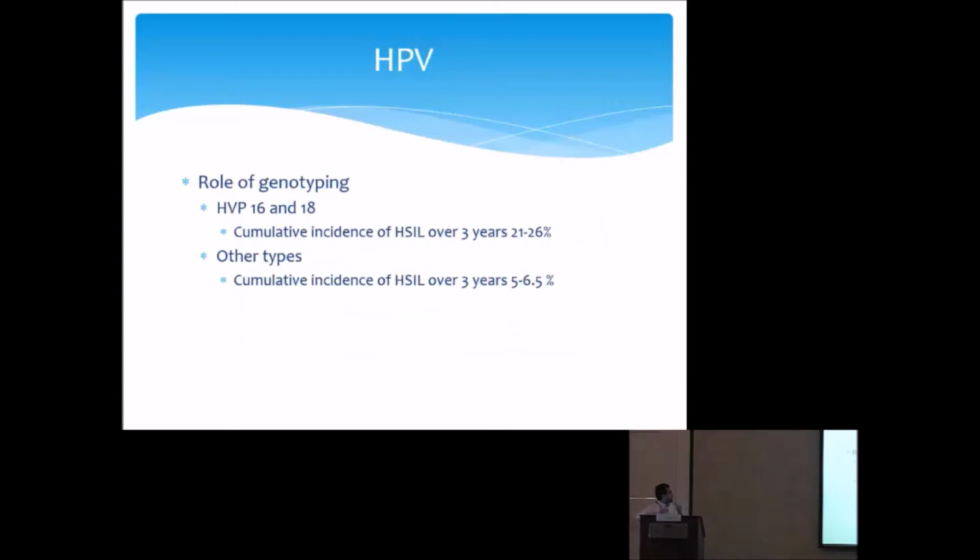Role of genotyping. Trials looked at whether there is a difference between different genotypes in the induction of cervical cancers and high-grade lesions. They found that HPV 16 and 18 have a cumulative incidence of high-grade lesions over 3 years of 21 to 26% compared to other types, which is only 5 to 6.5%.